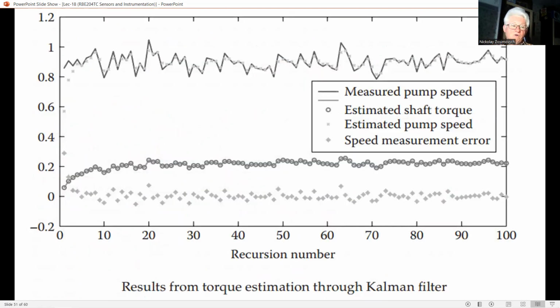Note that in the presence of significant error in both model and measurement, the Kalman filter has been effective in providing a reasonable estimate for the torque in the shaft. In particular, comparing the measured speed and the estimated speed, the estimated is shown with a cross, and the measured speed in the upper part. And it is clear that the Kalman filter has virtually eliminated the measurement error.